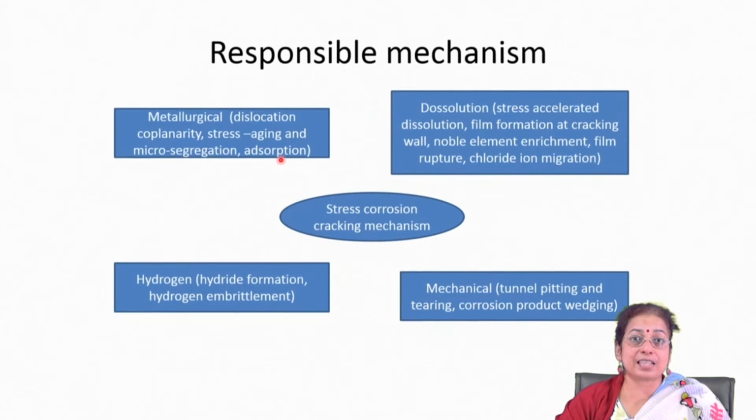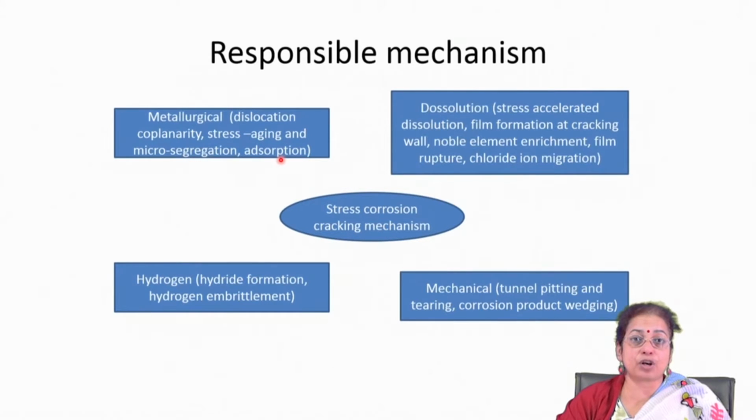And when stress aging phenomena and microsegregation phenomena are there, naturally along those sites you will find differential phase formation and differential chemical, electrochemical attack, as a result of which those regions are corroded at a much faster rate as compared to the surrounding region. So, the corroded region acts as a zone for crack initiation.